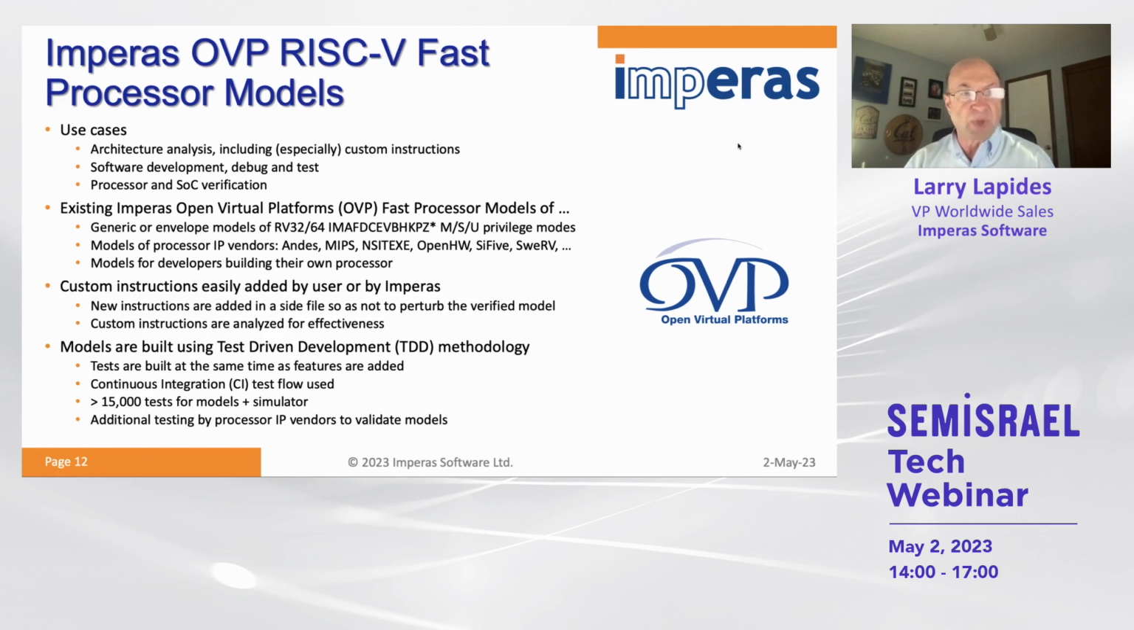And models are built using a test-driven development methodology. So tests are built at the same time the features are added. There's a continuous integration test flow. There's around 18,000 tests that we run when our developers check in code. And then if we're building models of processor IP vendors, then they're also helping us to validate the models.